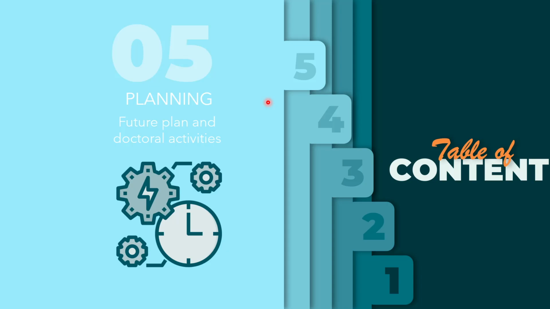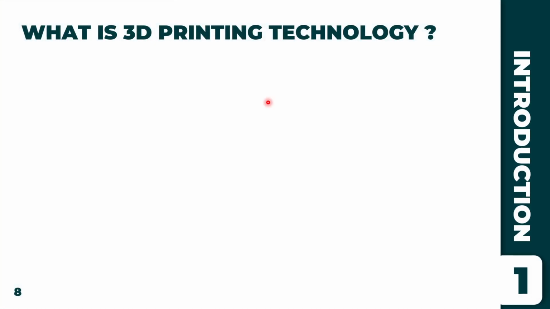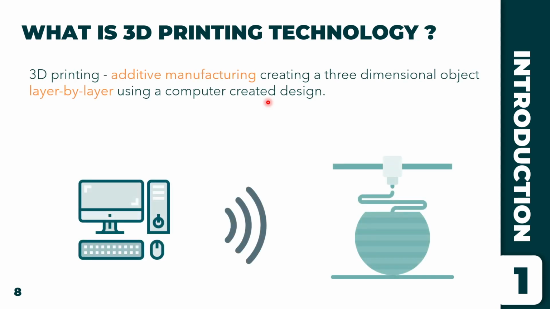Let's jump into the first part, introduction. Before starting, I would like to share with you the first concept about 3D printing technologies. It is additive manufacturing, which creates a three-dimensional object layer by layer using a computer design. We can imagine a computer design is created inside a computer, and the signal will be sent to a printer, and the printer will print the element layer by layer.